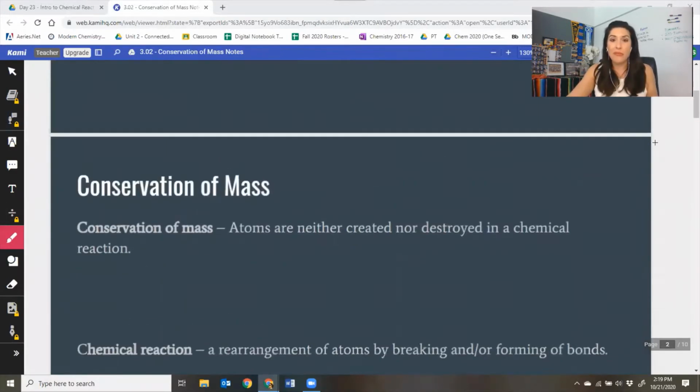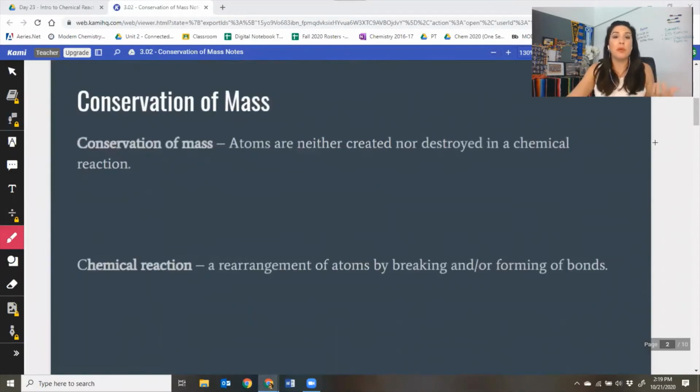So, conservation of mass, simply put, is a law that states that in a chemical process, in a chemical reaction, atoms are not created, they're not destroyed, but rather they're rearranged. And they're rearranged by breaking and forming new bonds or rearranging bonds to create a new substance. Remember, it's only in a nuclear reaction that the identity of the atom can be altered.